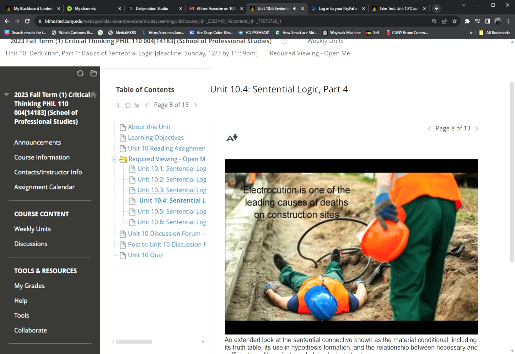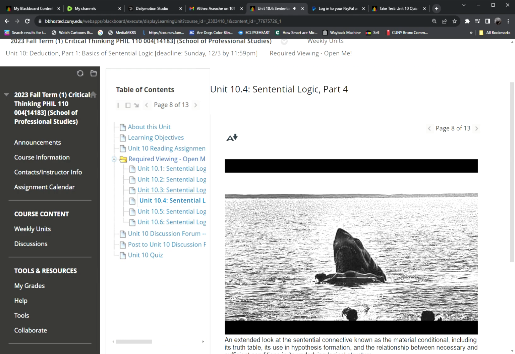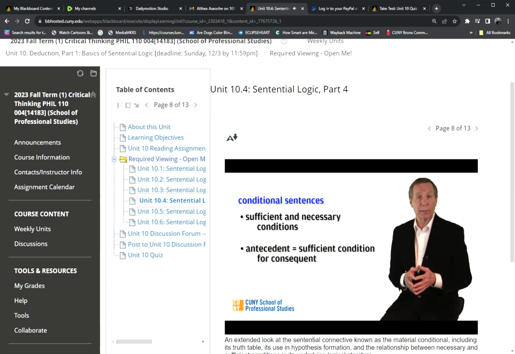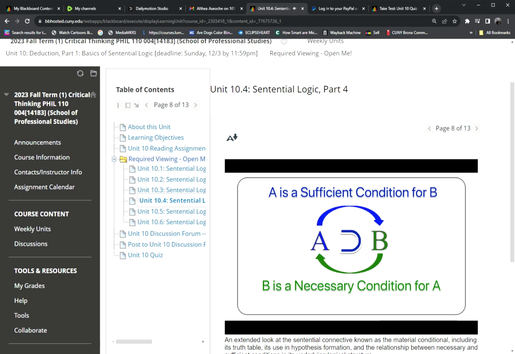Here's an example. Electrocution is sufficient to cause death. However, people can die in many other ways, and therefore electrocution is not necessary to cause death. In any conditional sentence, the antecedent expresses a sufficient condition for the consequent, and the consequent, a necessary condition for the antecedent. Thus, another way of saying if A, then B is to say that A is sufficient for B and B is necessary for A.